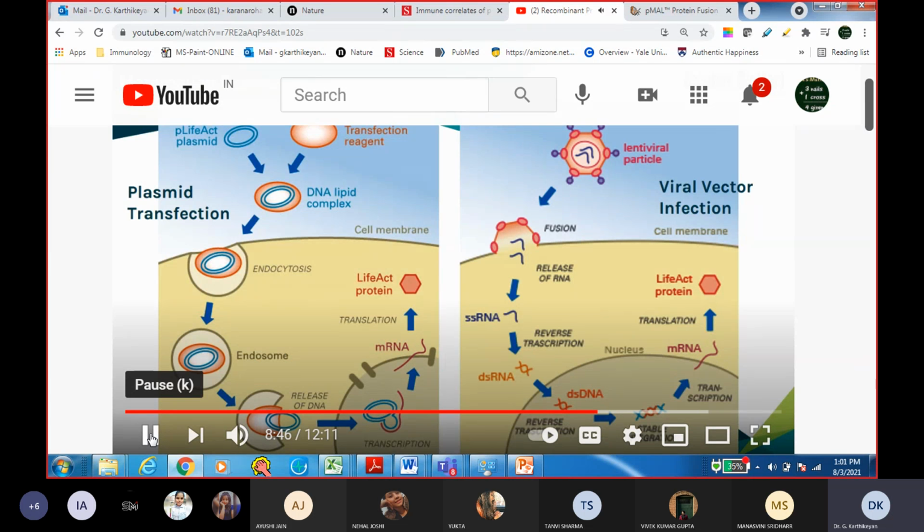Mammalian expression system. Recombinant proteins expressed in mammalian cells commonly use plasmid transfection and viral vector infection. Establishing a stable cell line using plasmid transfection takes several weeks, or even months, while the virus vector can quickly infect cells within a few days.